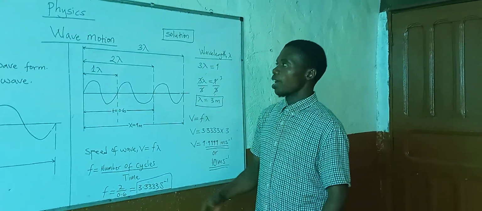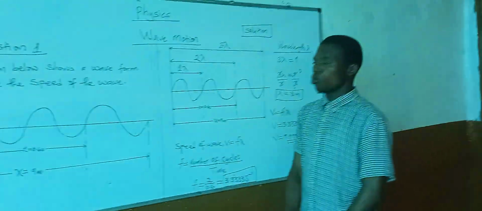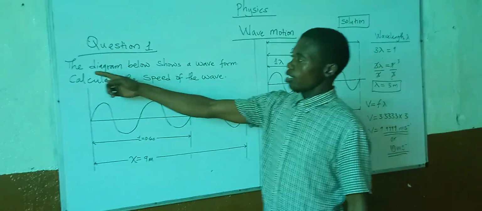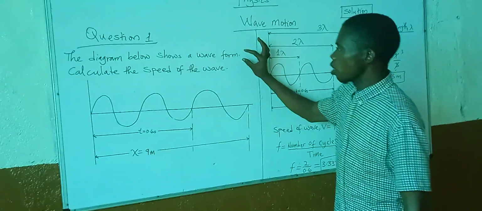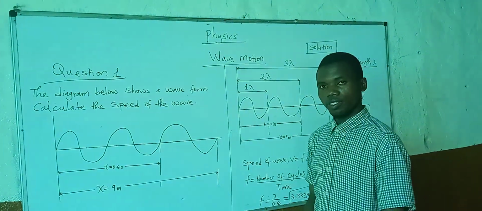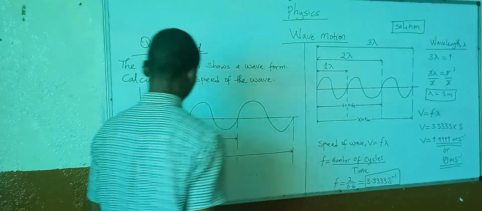Alright, we're going to look at wave motion today. We have a question here. The diagram below shows a waveform. Calculate the speed of the wave. This is the diagram. Okay?